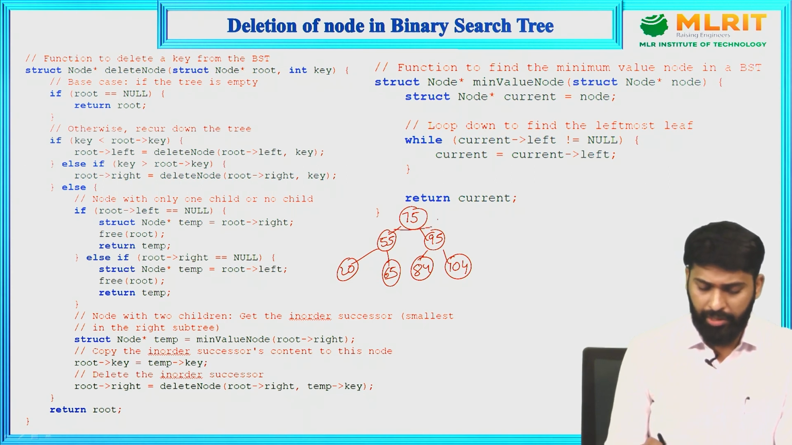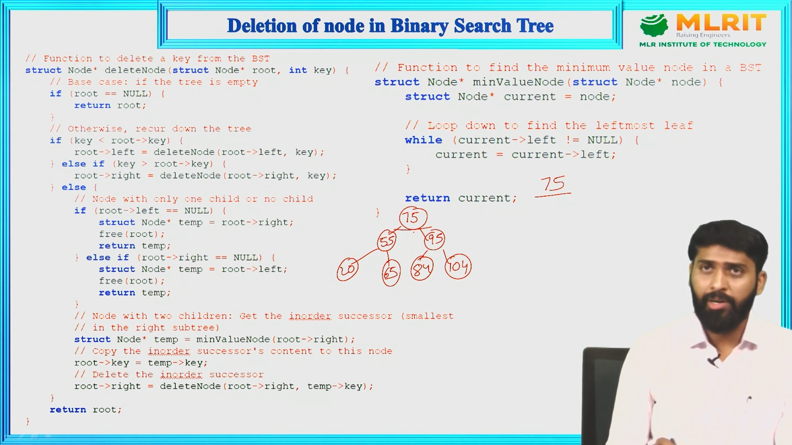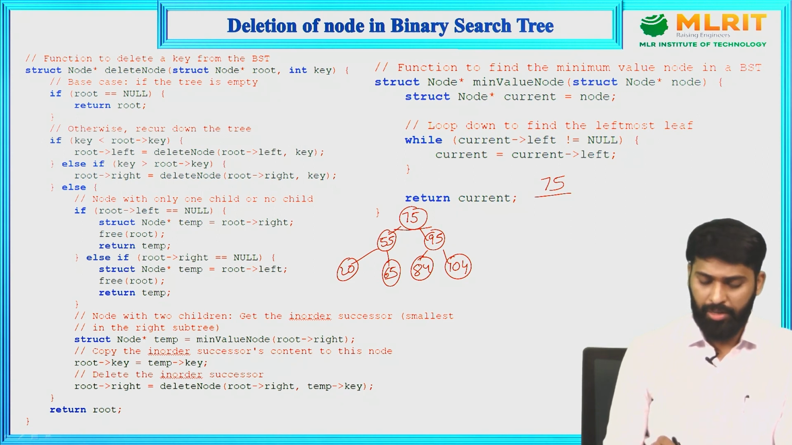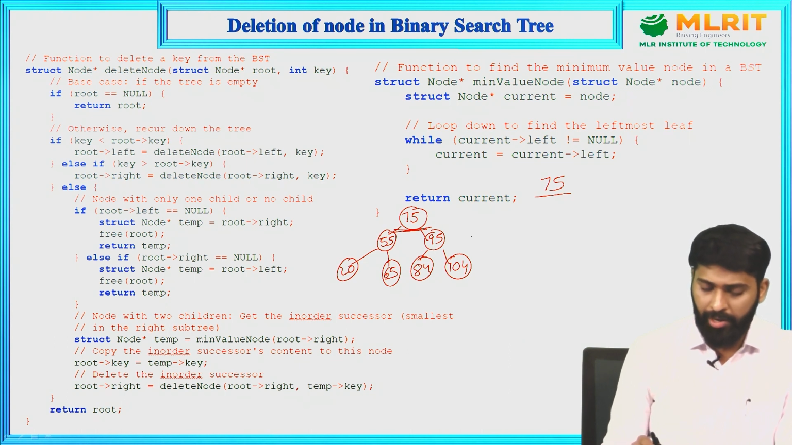Now I want to delete 75. 75 have two children, 55 and 95. And what we discussed in our previous slide, if you try to delete a node that have two children, then we find the successor. Here in this case, how to find the successor? 75, move to right side and identify minimum value in this tree. So that is the successor. In this subtree, the minimum number is 84.